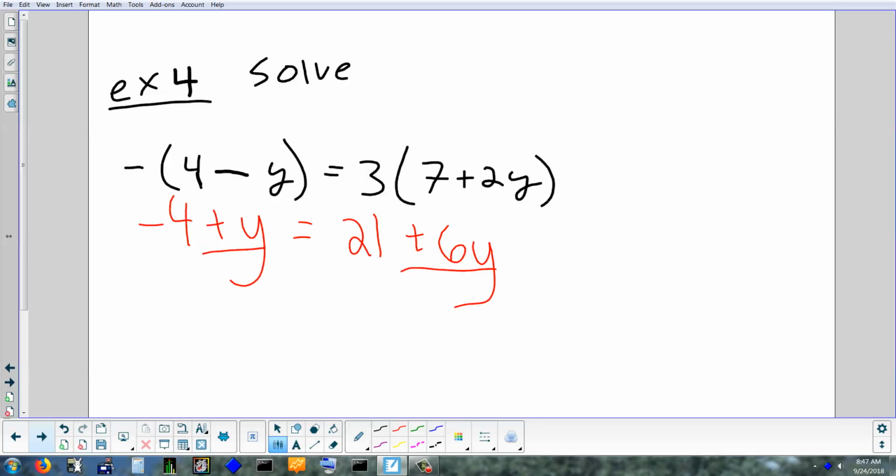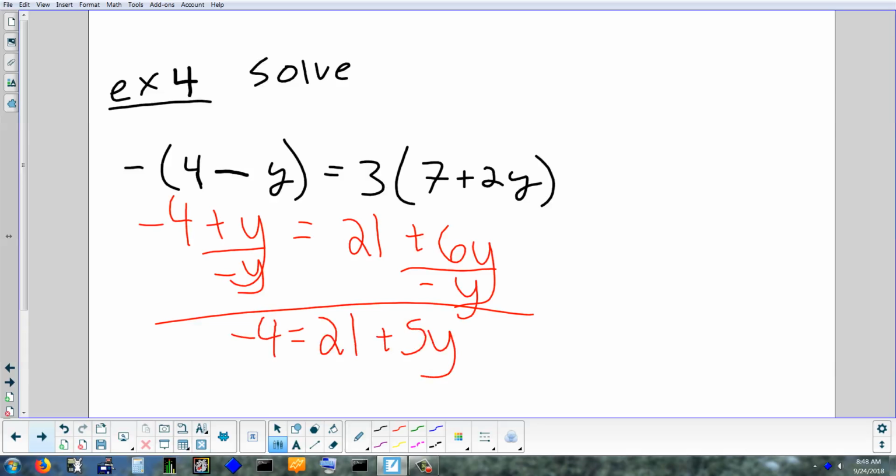So what do I do, Gigi? Subtract y, subtract y. Just match them up. Variables go with variables, numbers go with numbers. Stuff I didn't use, I'm just going to bring it down. I didn't use the negative 4, I'm just going to bring it down. 21 I didn't use, I'll bring it down. Then I got positive 6 minus y. Gigi gives me what?